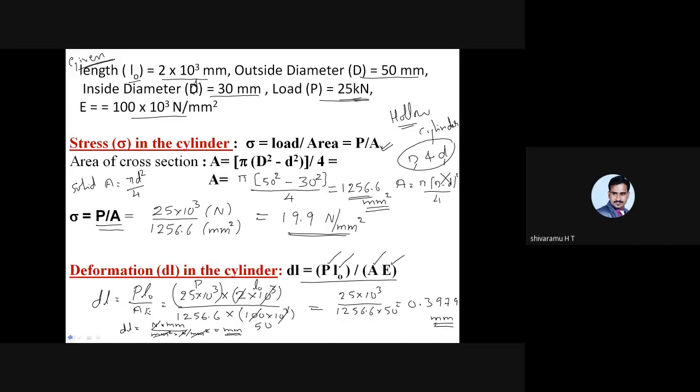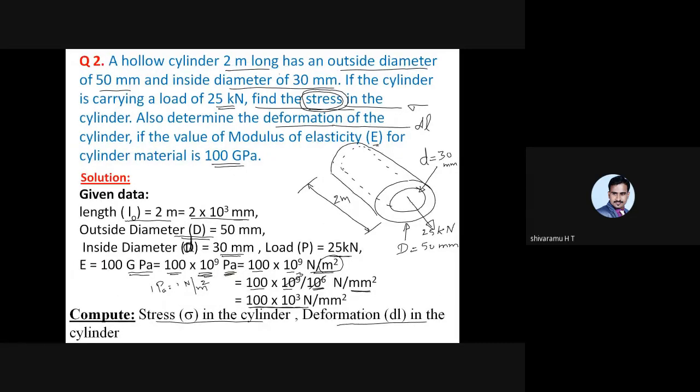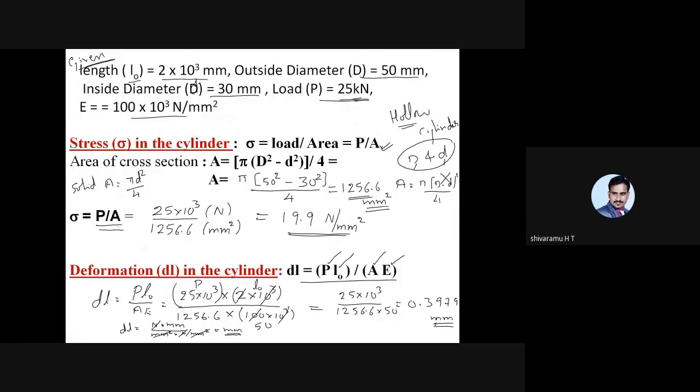So the given question is: a hollow cylinder 2 meter long, outside diameter of 50 millimeter and inside diameter of 30 millimeter. If the cylinder is carrying a load of 25 kilonewton, find the stress in the cylinder. Also determine the deformation of the cylinder. Here it is asked to compute the stress and deformation of the cylinder. So stress is load divided by area.